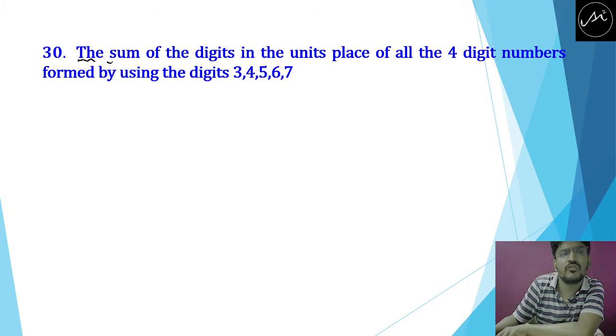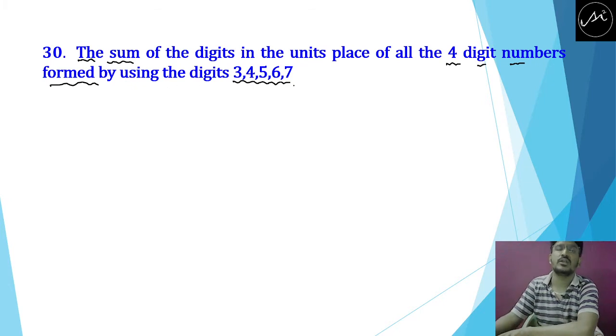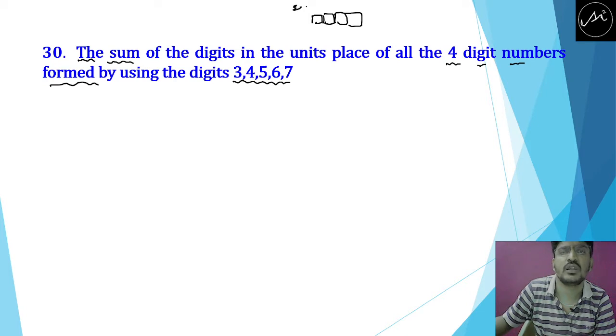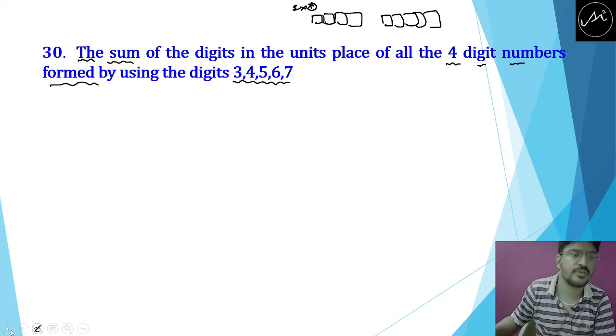The sum of digits in the units place of all 4-digit numbers formed by using the digits 3, 4, 5, 6, 7. Okay, so they are asking the sum of the digits in the units place. For example, I will write this 4-digit number, take this as 1. And I will write another 4-digit number. Okay, so now I have got two 4-digit numbers.